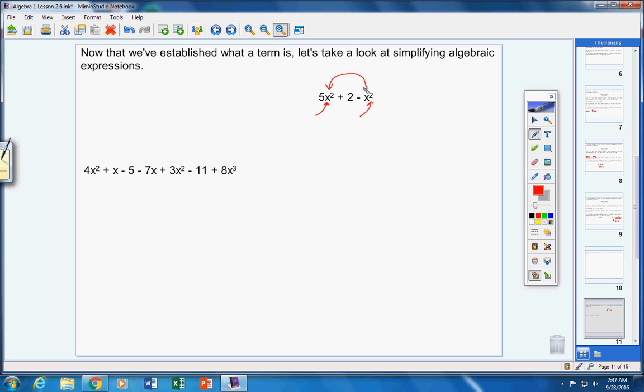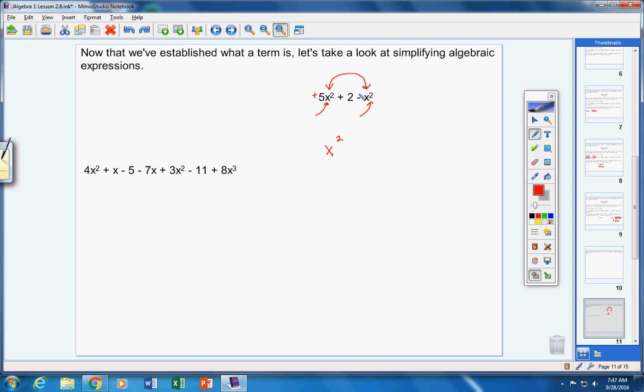I'm going to put those two terms together. I'm going to put my x squared right here. I have a positive 5 and a negative. Now there's no number here. When there's no number in front of your variables, you are allowed to put a 1 there for the coefficient. So that negative really means negative 1 x squared.